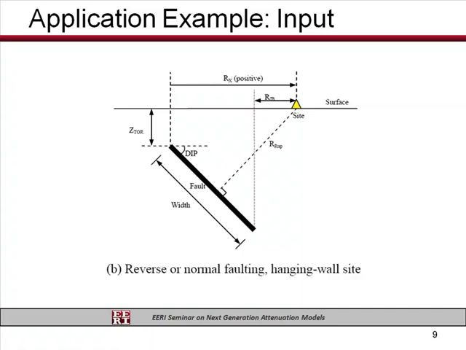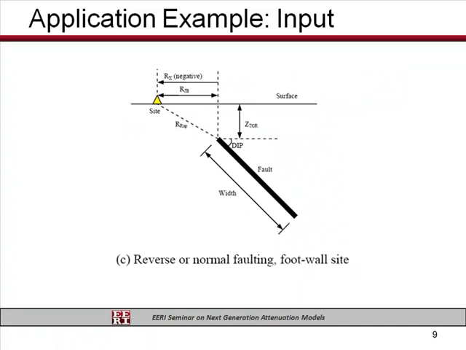We can see here the closest distance from the site to the rupture area is the perpendicular from the site to the rupture area. RJB, which is the closest distance from the site to the surface projection of the rupture area, is shown here. Rx again is the distance from the up dip of the rupture area to the site, and it is positive here because the site is located on the hanging wall.